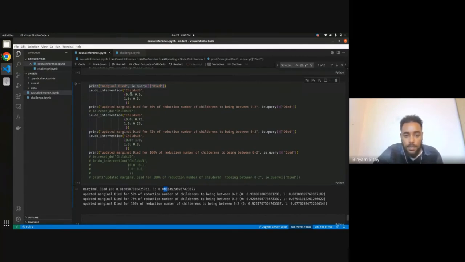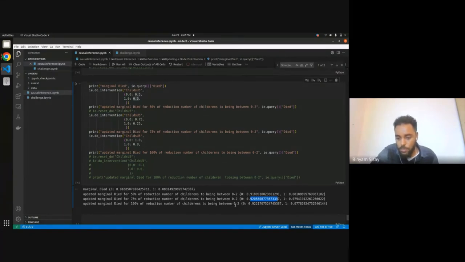Now, had I done an intervention, and had the number of children under 5 in the range of 0 and 2 be 0.5, and the reverse, more than 2, 0.5, we would have a reduction to 91.8%, although this was 91.6%, which is around 0.2%. Same goes for the number of children who died, from 8.3% to 8.1%. Now, had I increased the number of children under 5, the same variable, to 75% and minimized those to 25%, we would get this value.